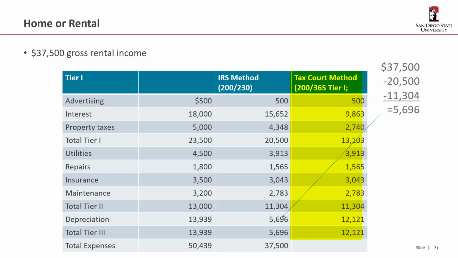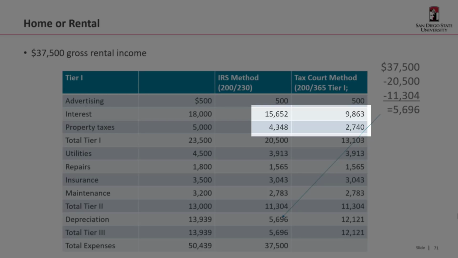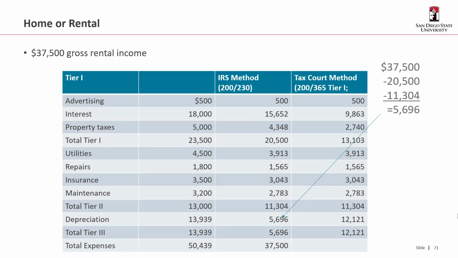Okay, now let's look at the tax court method in the third column. Again, advertising, completely allocated. But now, when we allocate the other Tier 1 expenses, and only the Tier 1 expenses, interest and property taxes, we do that on the basis of the 200 rental days divided by all 365 days we own the property during the year. So you can see that the interest and property tax allocation is much smaller.